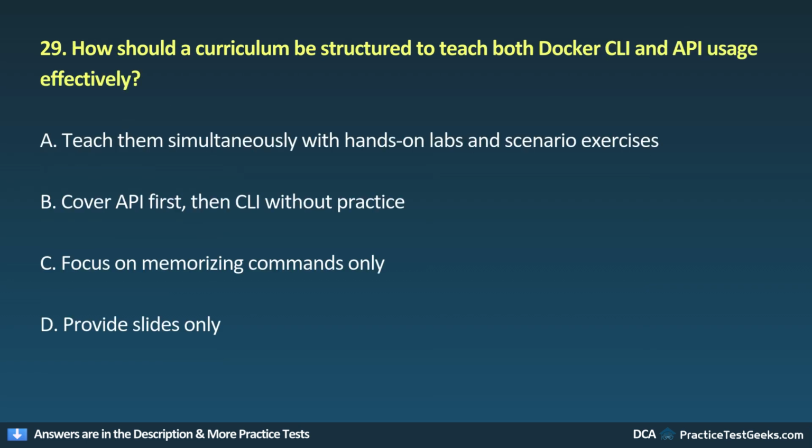29. How should a curriculum be structured to teach both Docker CLI and API usage effectively? A. Teach them simultaneously with hands-on labs and scenario exercises. B. Cover API first, then CLI without practice. C. Focus on memorizing commands only. D. Provide slides only.